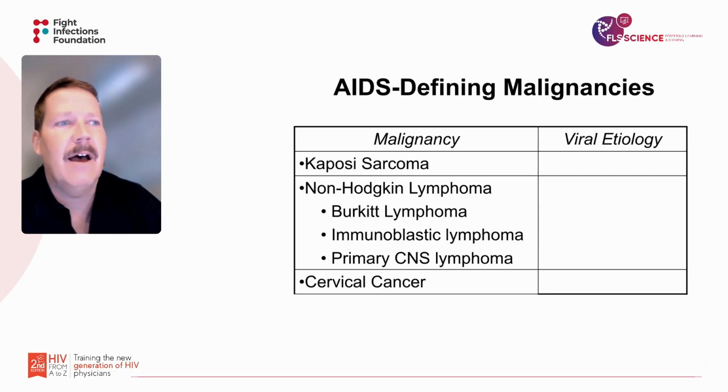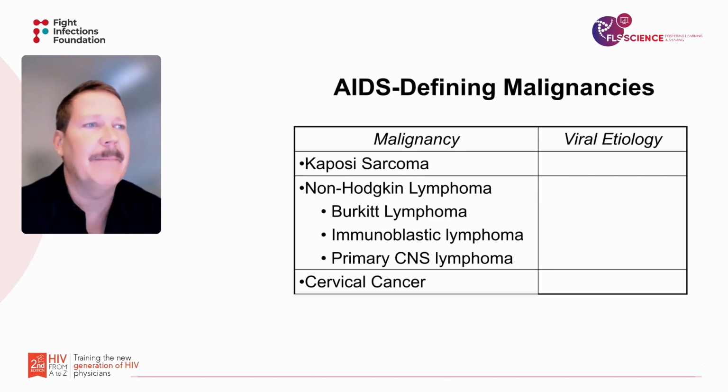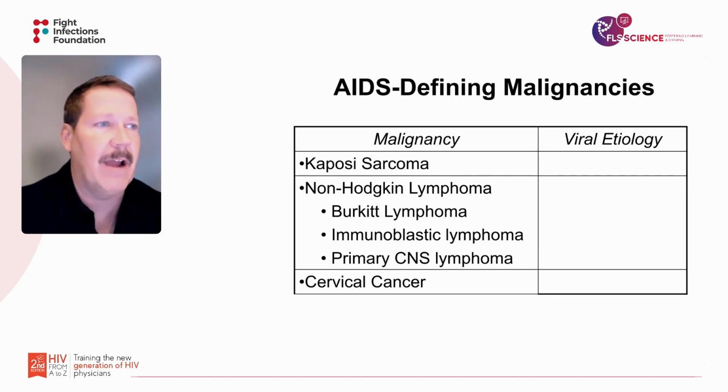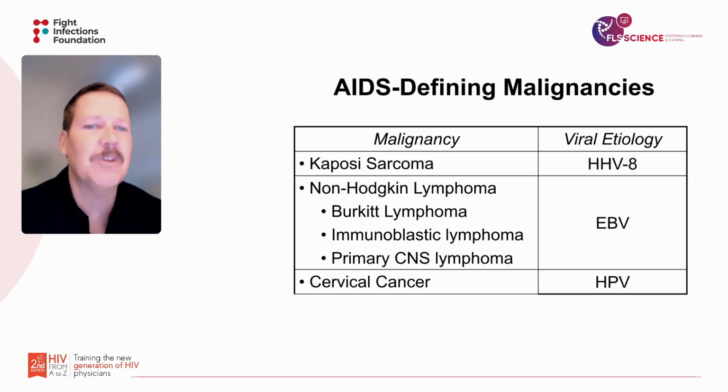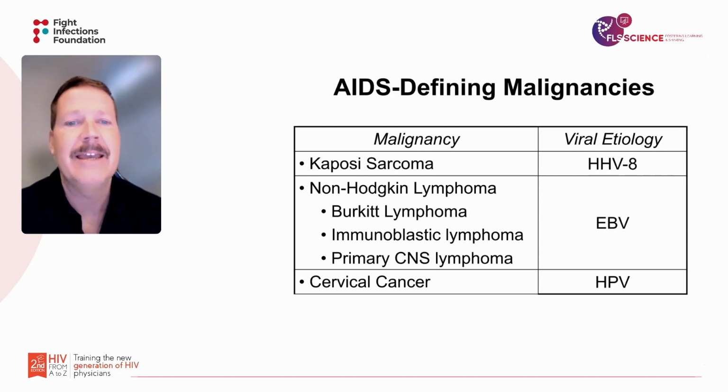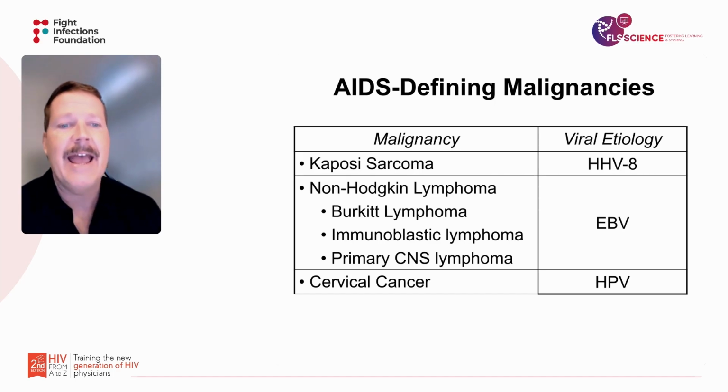And early on, there were 3 AIDS-defining malignancies that seemed to be occurring in people living with HIV at a higher frequency and more aggressive. And these included Kaposi sarcoma, various non-Hodgkin lymphomas, as well as cervical cancer. And interestingly, and we'll get back to this, all of these ultimately ended up having a viral etiology associated with them, with HHV8 associated with Kaposi sarcoma, EBV with many NHLs, and human papillomavirus and cervical cancer.